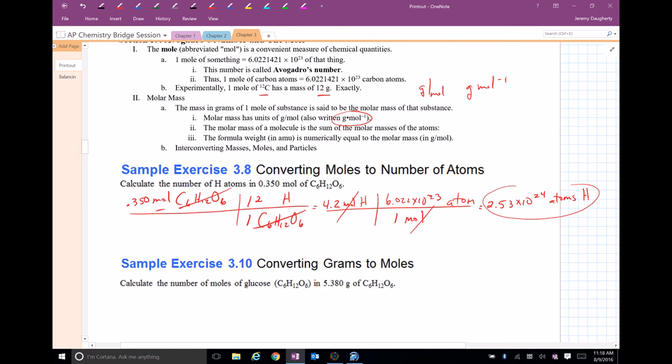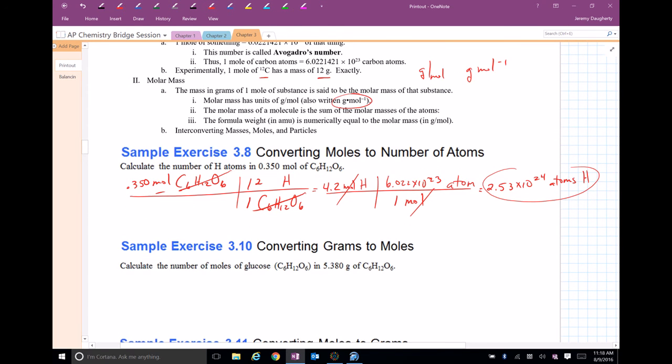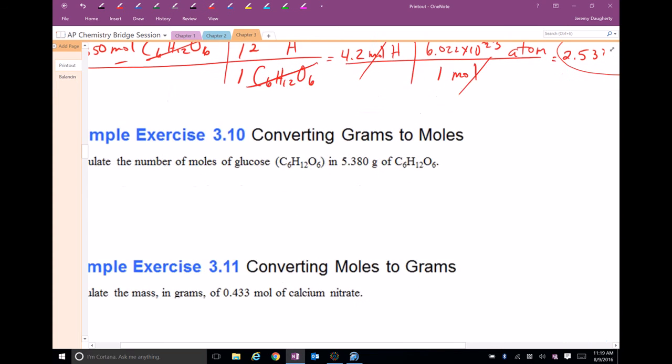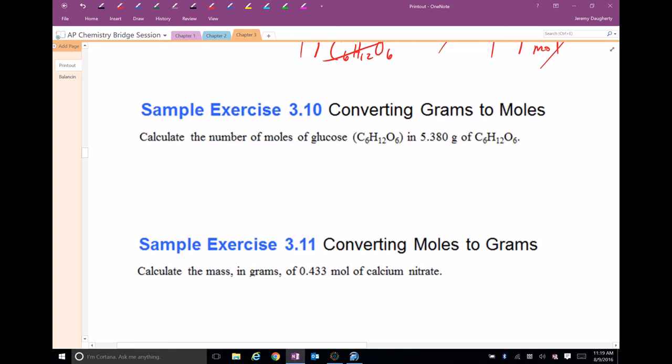Next one's a little more what you've seen in the past. It says calculate the number of moles of glucose in 5.380 grams of C6H12O6. So I've got 5.380 grams, and I want to convert that to moles. So I'm going to put grams on bottom, moles on top.